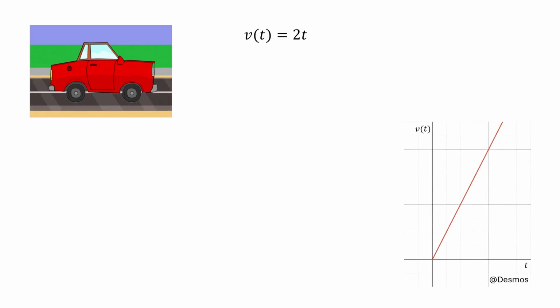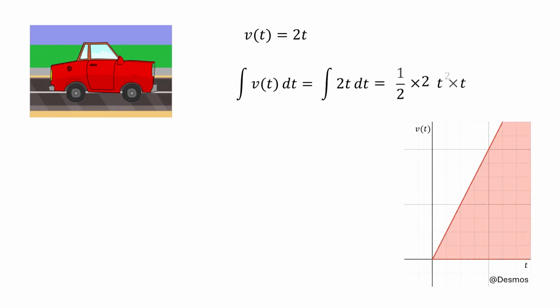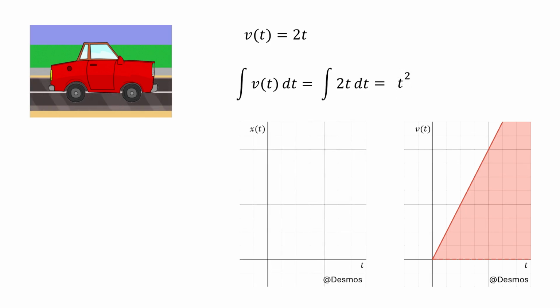Let's now imagine the car is accelerating. Its speed increases over time. For example, suppose the velocity is given by this function. The velocity is no longer constant. It grows linearly. To find the distance traveled, we again calculate the area under the graph, which is a triangle. If we plot a graph of time versus distance, we see that the distance increases quadratically. Now, let's take the derivative of this function, which is exactly the velocity function we used earlier.